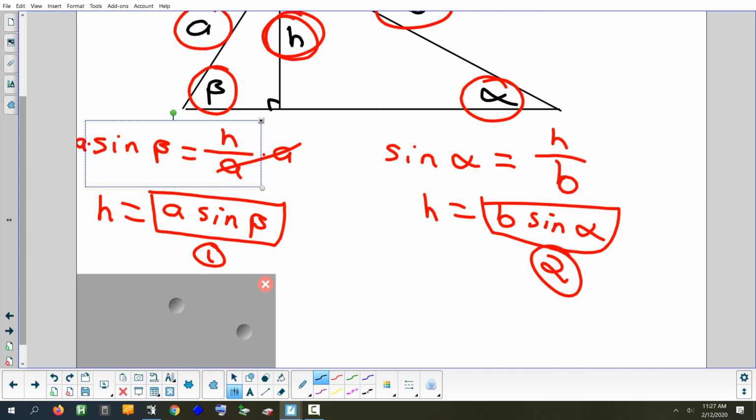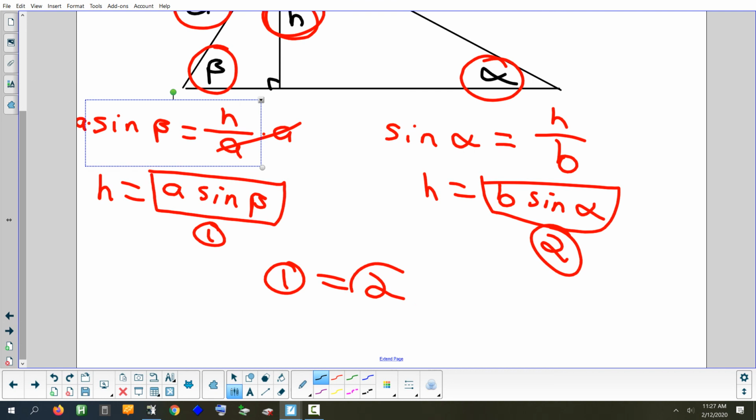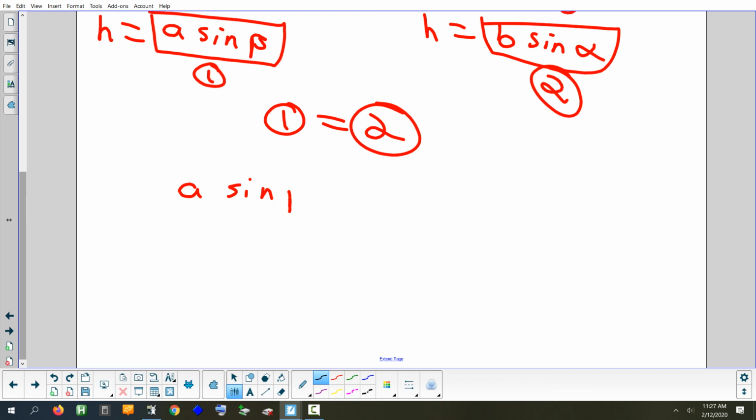Now, what do you know about box 1 and box 2? They're equal. Right. Box 1 equals box 2 because they both are equal to the height. It's like the transitive property. So box 1 equals box 2. Let's write that down. A sine beta equals B sine alpha. Same. I just want to write it that way. Any questions on that?